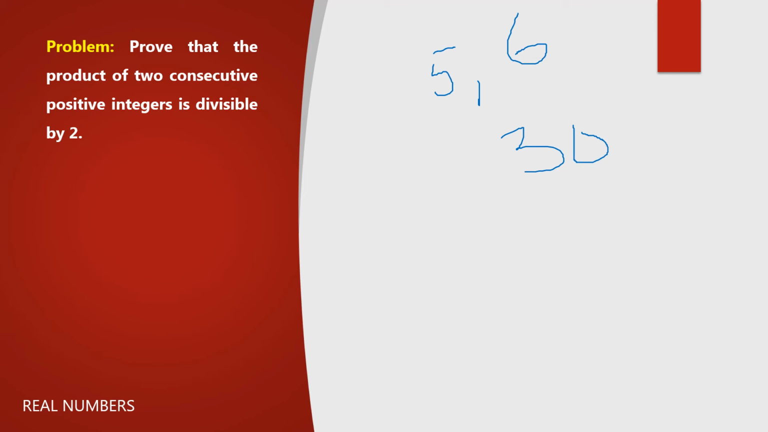Any two numbers you can take. Suppose 7 and 8. Two consecutive positive integers side by side. Their product is 56. Very clear, 56 is divisible by 2. And we have to verify this by using Euclid's division lemma.